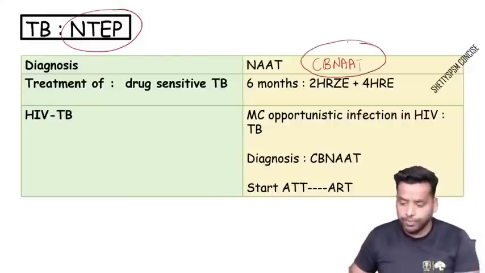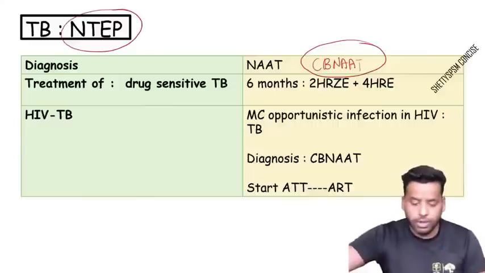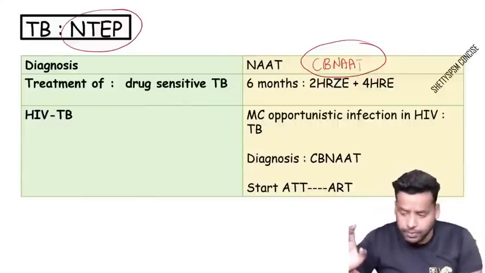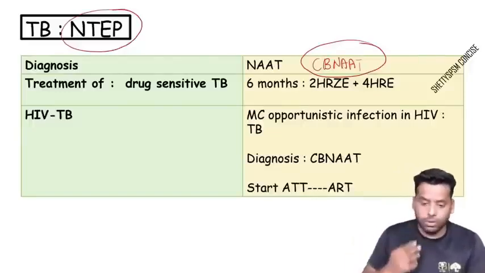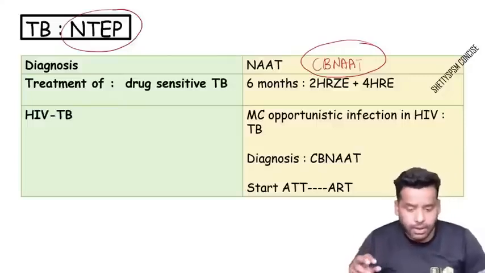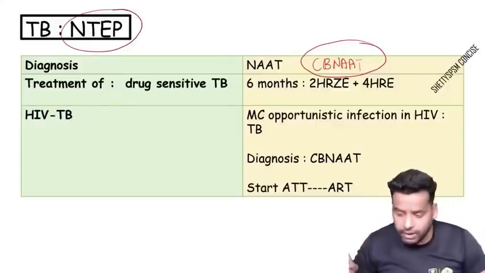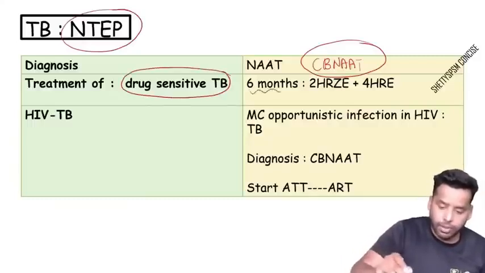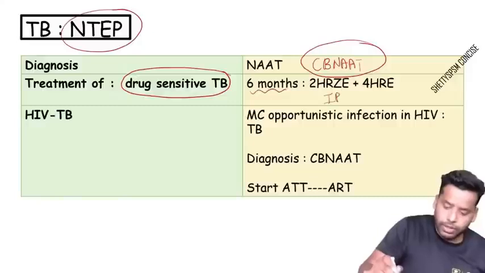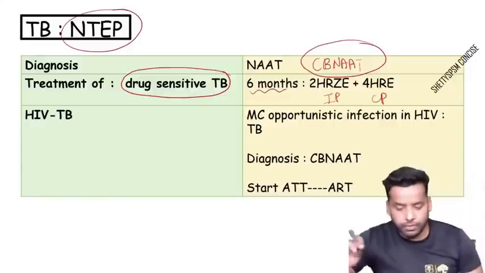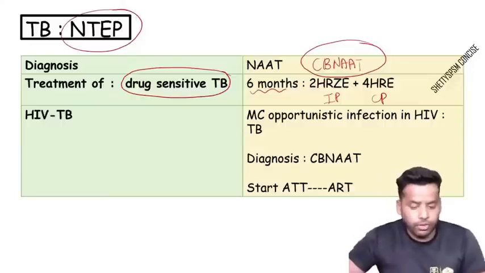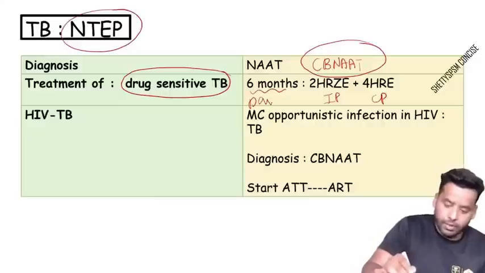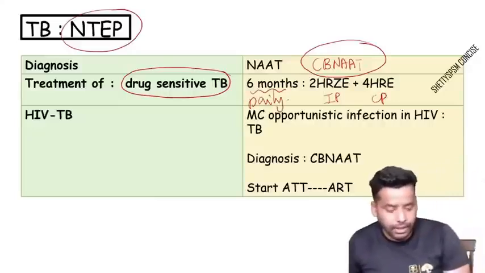Tell me true or false. All the patients should have a baseline CBNAT result before starting the treatment. True, because we need to rule out resistance. If the patient is not having any resistance, drug sensitive tuberculosis, 6 months of treatment, 2 months of intensive phase, 4 months of continuation phase. 6 months daily regimen.